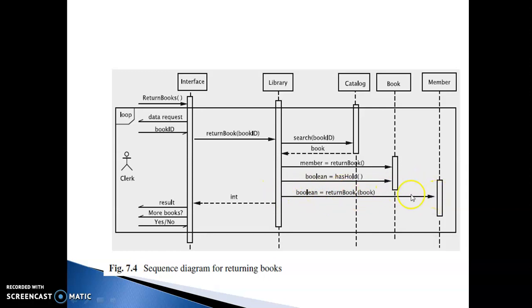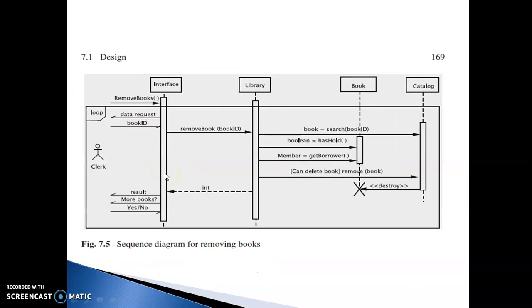At that time it's a boolean also. If he is returning the book, then it will confirm it as yes. Then he will return the book, and then the result will be shown to the user. If he wants to return more books, he can go for yes as an option. Otherwise he will exit from the library information system. If he wants to return more books, then the loop gets repeated. Otherwise it terminates. Okay.